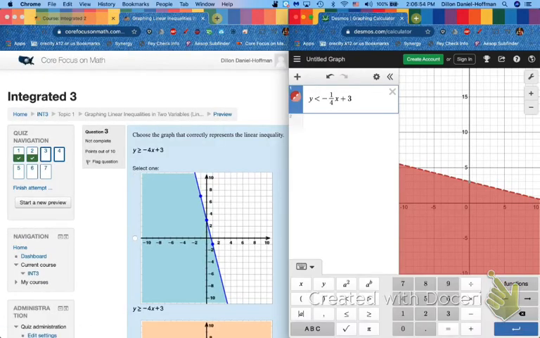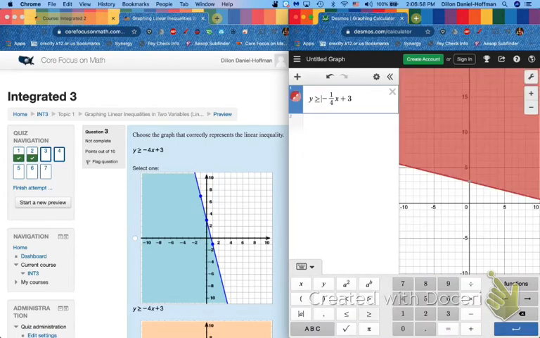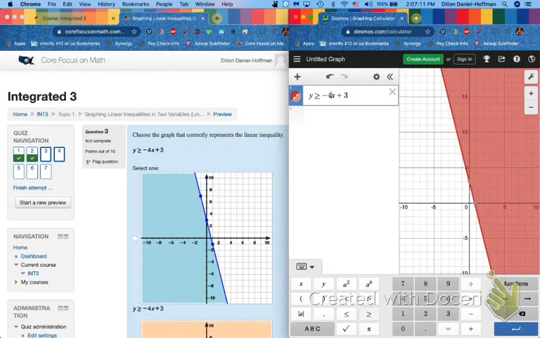So now I have a greater than or equal to, which means it's going to be a solid line because it's got the equal to underneath, and it's going to be shaded above the line again because it's that greater than. And then it's going to have a steeper slope because now, instead of having a slope of 1/4, it's going to have a slope of 4. Watch it change. Boom, that's steep. If you ski down that one, you are going to get hurt.